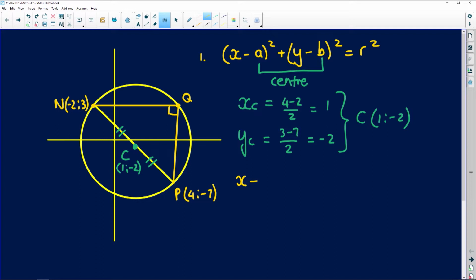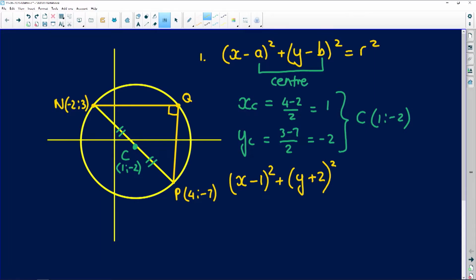(x minus 1) all squared plus (y, now this is minus 2, which becomes positive 2) squared. Folks, from the center in coordinate pair form to the equation, the signs are changing. Make a mental note of that. Once you've got the coordinates of the center, to put it back into the equation of the circle, you change the signs when it goes into the circle equation. So that's squared, and that then gives me the radius squared, which I don't have.